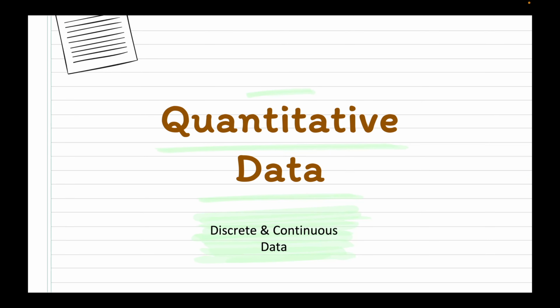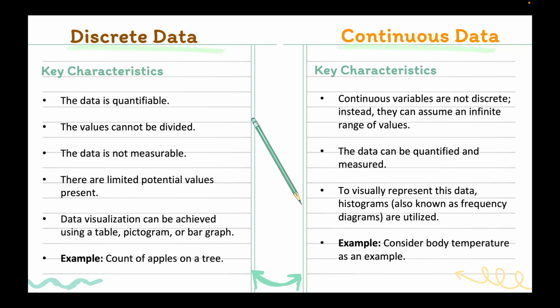Let's take a closer look at quantitative data. Quantitative data can be further categorized into discrete and continuous data. Discrete data is quantifiable, wherein continuous data is measured. It's not discrete, you cannot count it. Discrete data have limited values, wherein continuous data can be measured and can take any values. Discrete data can be presented using a table, a pictogram, or a bar graph. Continuous data can be presented using histograms, also famously known as frequency diagrams.